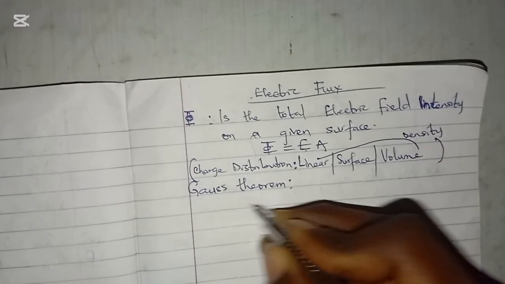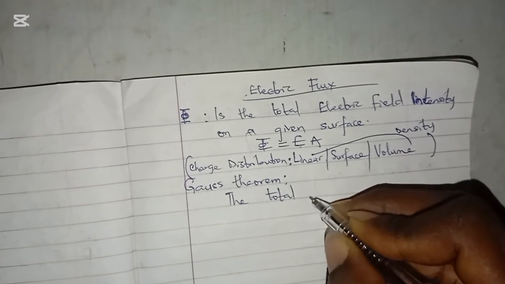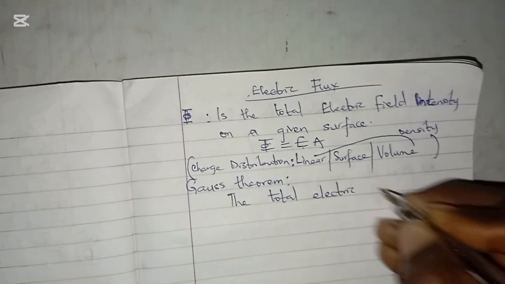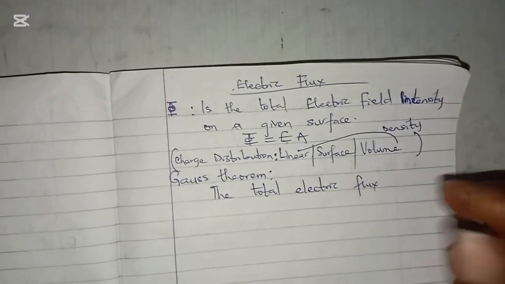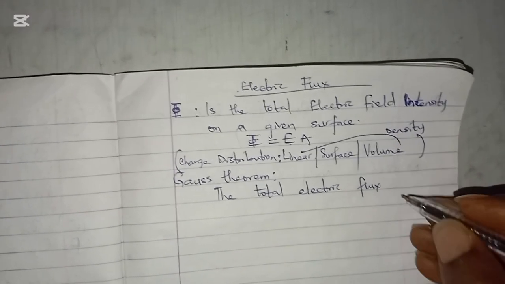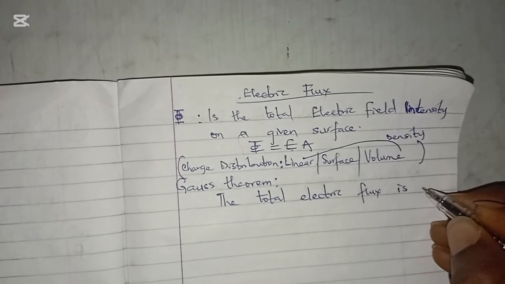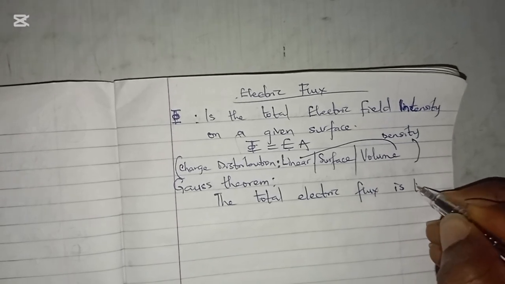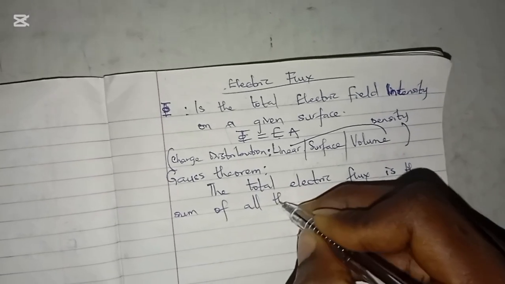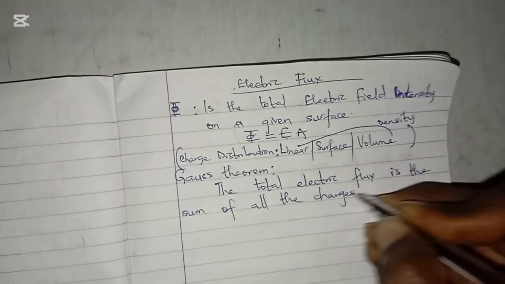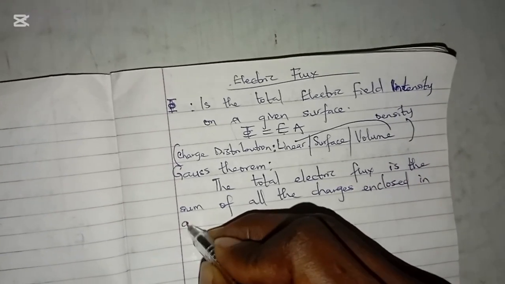So Gauss theorem. Gauss states that the total electric flux is equal to the sum of all the charges enclosed in a medium.